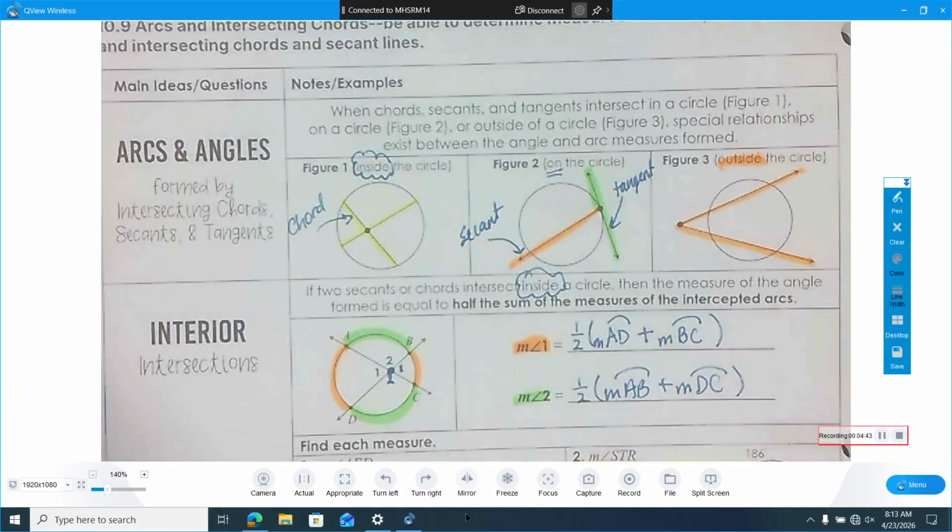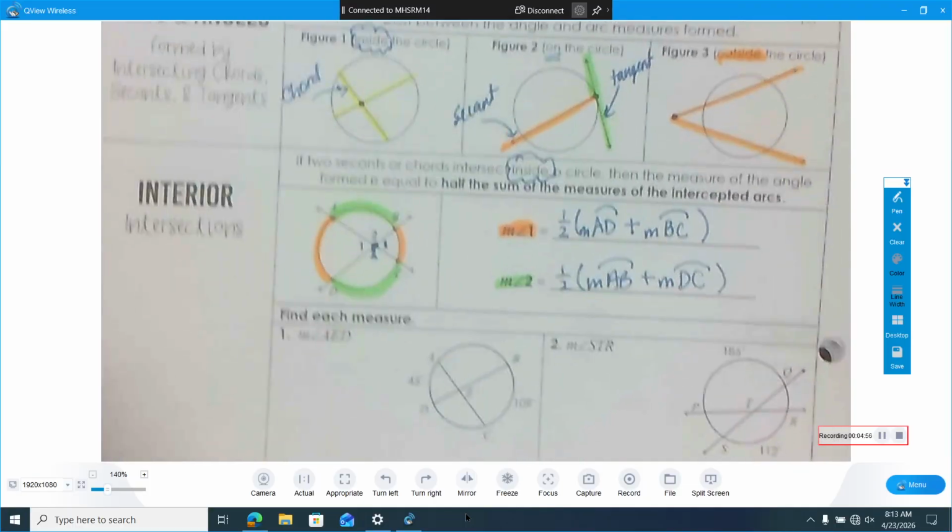So half the sum, which also means, could twice the angle equal the sum of the arcs? Can you double your angle? Ooh, interesting. Okay, let's do a couple here. We're going to find each measure.